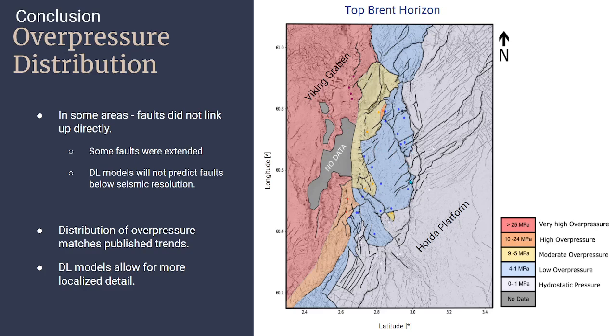In summary, as deep learning models have increasingly become a part of the seismic interpretation workflow, my study highlights the importance of precise labeling to produce accurate predictions. Using deep learning models allowed me to map a significant area over the Viking Graben and Horta platform in a relatively short period of time. This study also demonstrates that overpressure in the Viking Graben increases towards the center, with major north-south trending faults playing a significant role in its distribution.